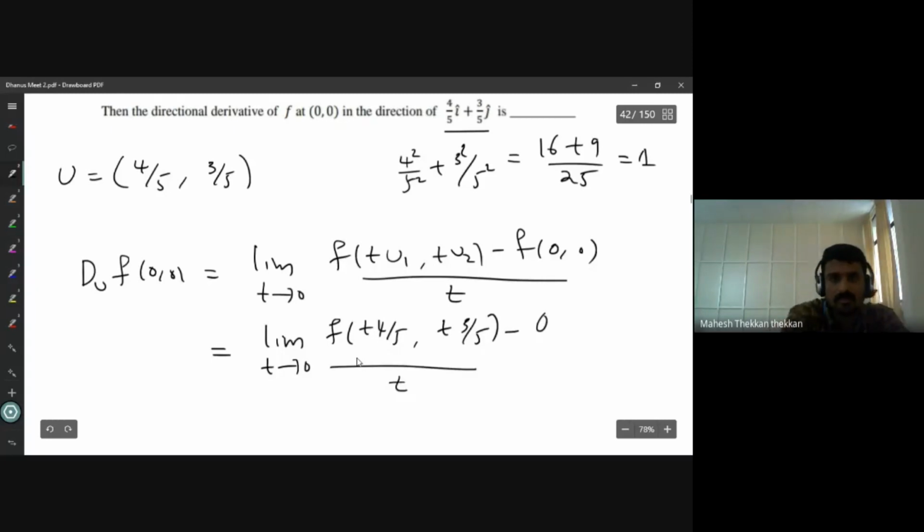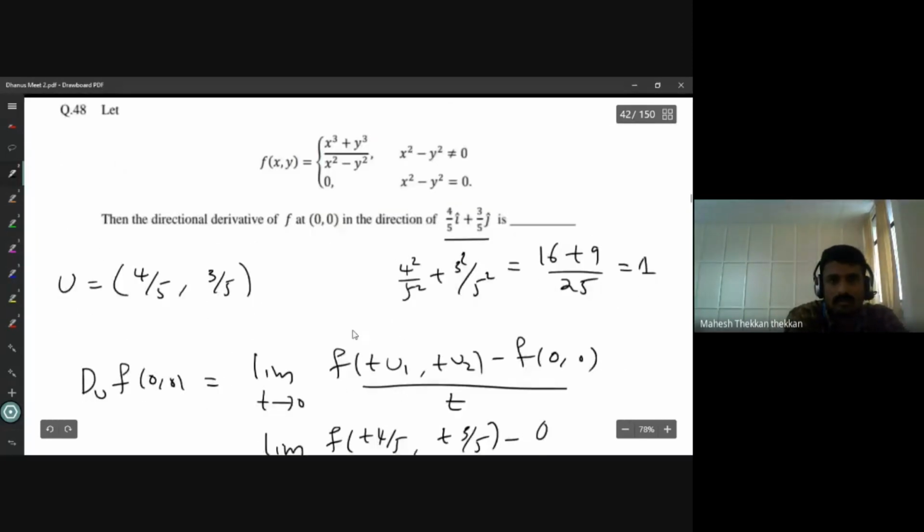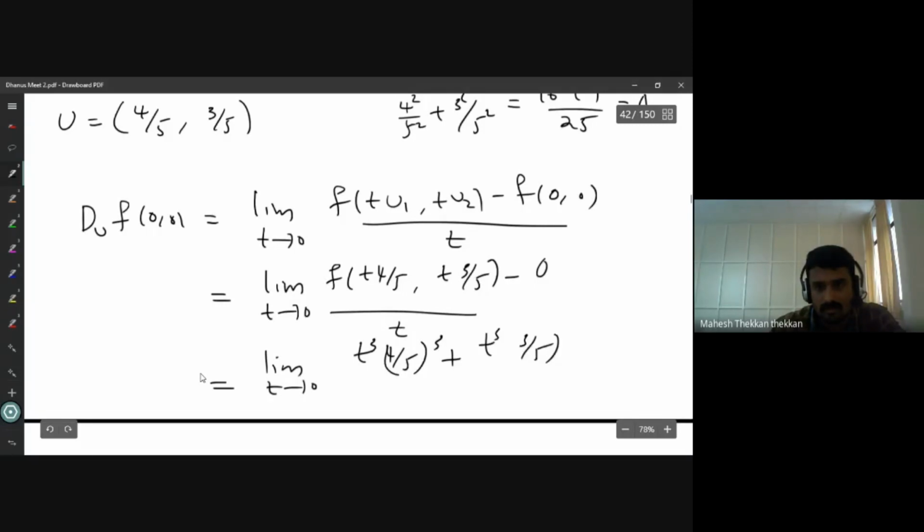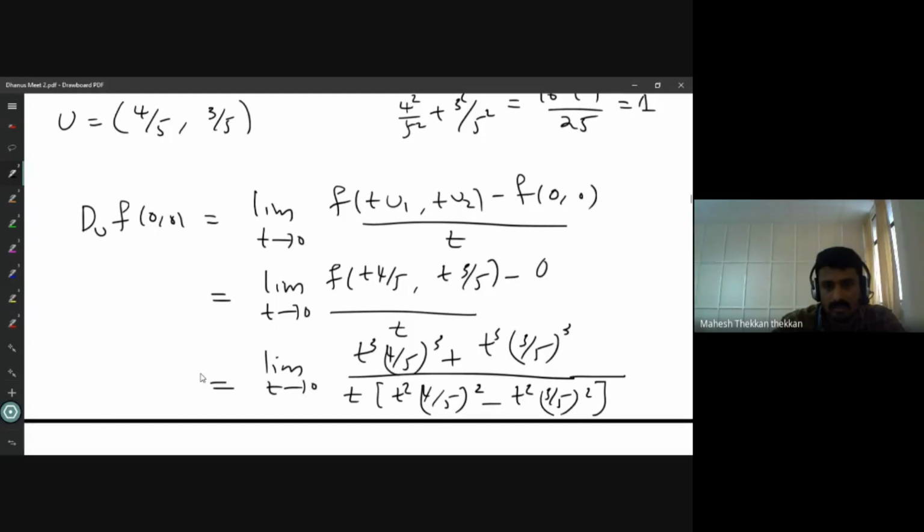Again, you just substitute the values here. So in the numerator, what will you get? This will be equal to the limit as t tends to 0 of t cube (4/5)^3 plus t cube (3/5)^3, whole divided by t, then t square (4/5)^2 minus t square (3/5)^2, whole. Okay.